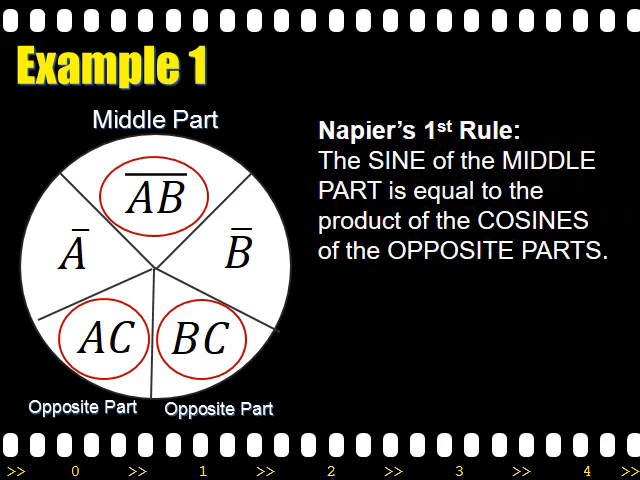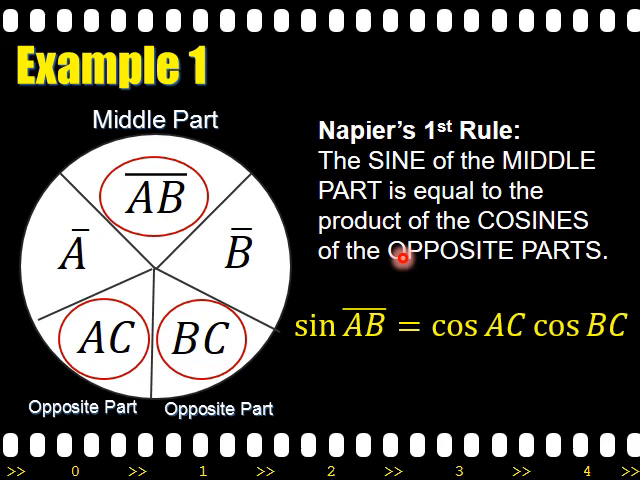Now, sa Napier's first rule, again, ang sabi, the sine of the middle part is equal to the product of the cosines of the opposite parts. Kung isusulat natin yung equation niya: sine of the middle part, so sine AB bar, is equal to the product, so multiply natin yung dalawa, cosines of the opposite parts, so cosine AC and cosine BC. Kung mapapansin nyo, meron tayong bar dito. Usually, ang goal natin sa pag-simplify ng equation, tinatanggal natin yung part na may bar. Paano natin gagawin yon?